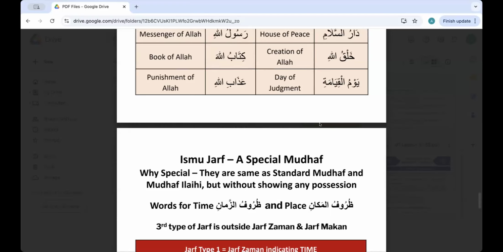Al-Yawm. Al-Yawm is day, today, or the day. It could be both. Al-Yawmu means today. Try to remember, because Al-Yawma is a different word you will find, and there will be slightly different meanings there. Al-Yawmu is today. Al-Yawma, that's fine.